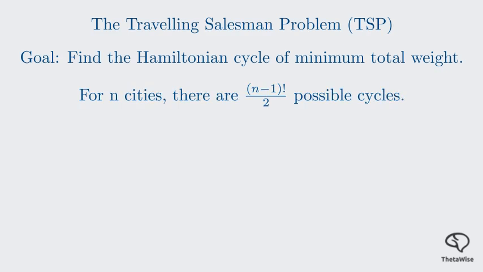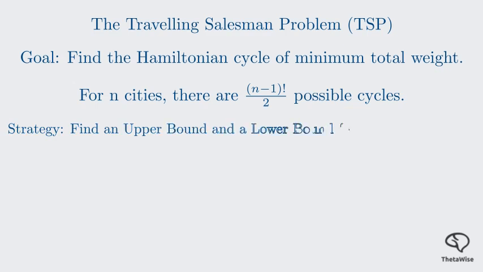The strategy we use is to find bounds. We want to find an upper bound, a guaranteed Hamiltonian cycle, which gives an estimate for the cost. And we'll find a lower bound, which is a value the true cost must be higher than. By finding a tight interval between the bounds, we can be confident in our solution.